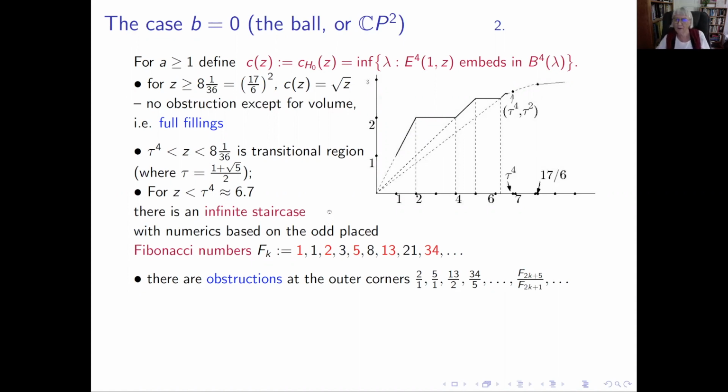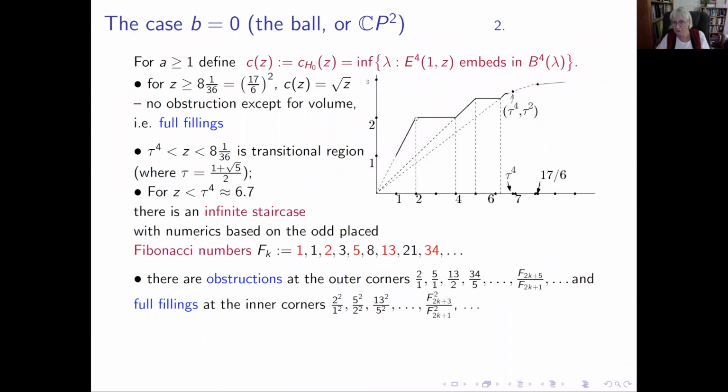And so there are reasons why you have these outer corners. There are obstructions here. And at the inner corners, these inner corners lie on the volume curve, and therefore there are full fillings at the inner corners. And once you know this is what the structure is, then you don't need to do all the work that Felix and I did.